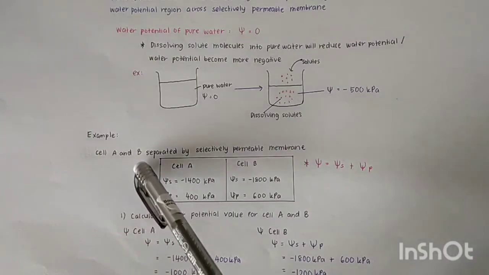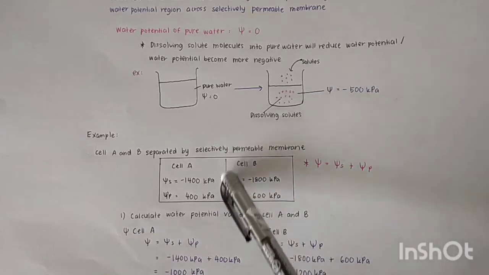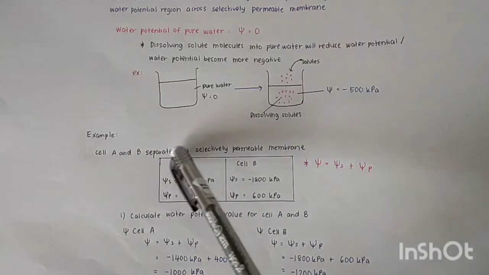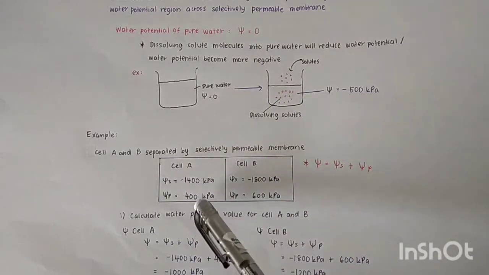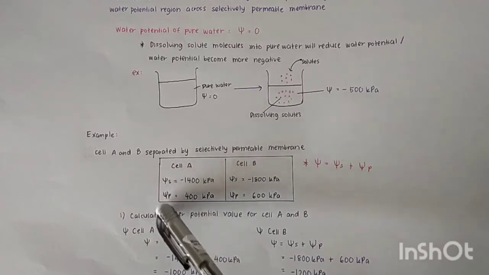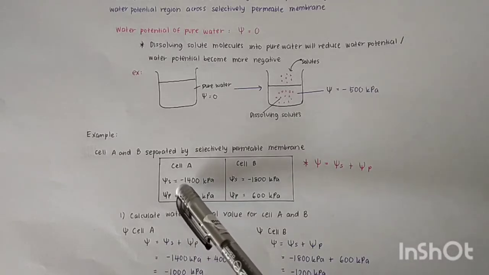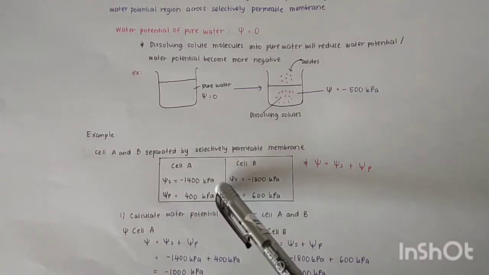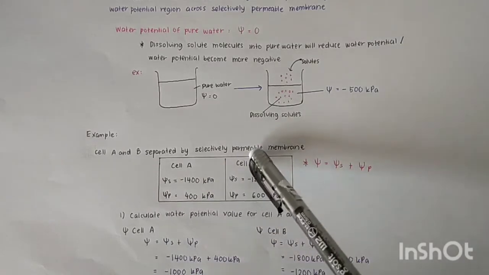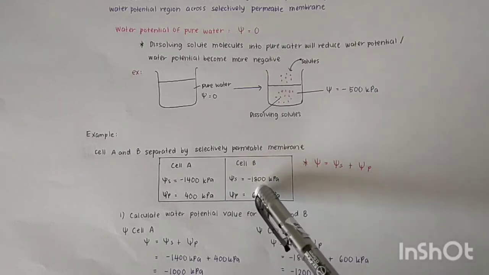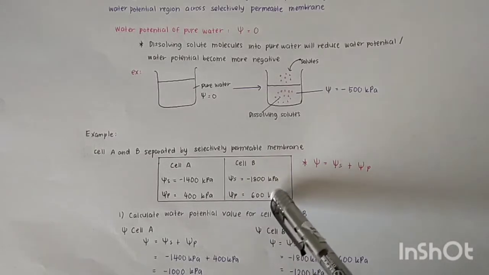Cell A and B are separated by a selectively permeable membrane. So let's say at the center here is the selectively permeable membrane. This is cell A, this is cell B. For both cells, the values of solute potential and pressure potential are already given. So untuk cell A, the solute potential value here is negative 1400 kPa. Its pressure potential is 400 kPa. While for cell B, its solute potential is negative 1800 kPa, while its pressure potential is 600 kPa.